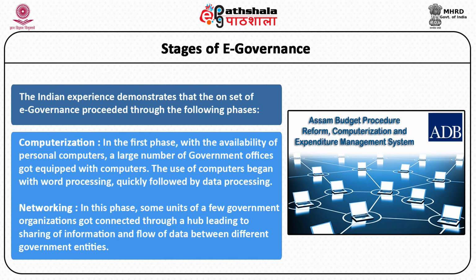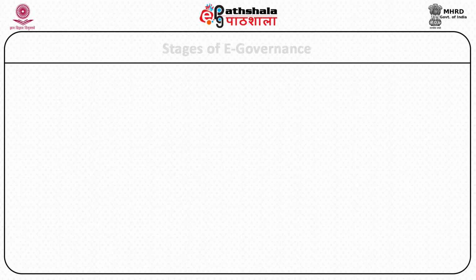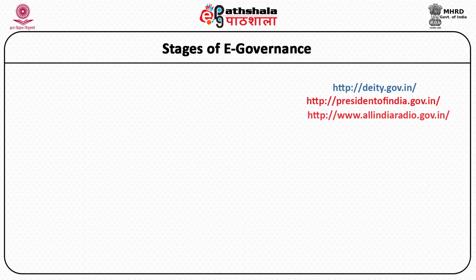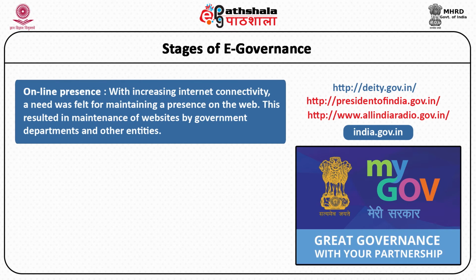The second stage includes networking. Networking means having more channels of communication between one or two parts of the government, internally as well as between the government, the business, and the citizens of a particular country. The third stage is online presence. With increasing internet connectivity, we find that most of the government departments and other levels of the government have a presence on the web. That means they provide information about the services available with the requirements on the web portal.